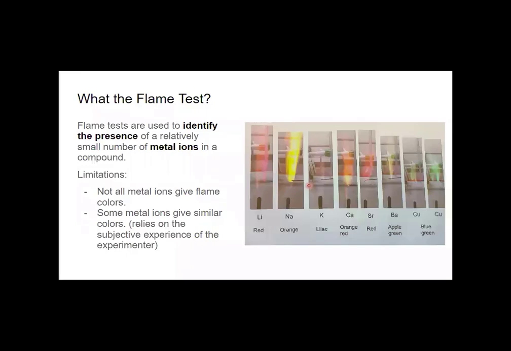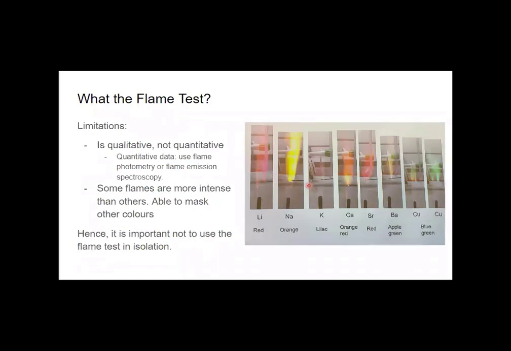So what are flame tests? Flame tests are used to identify the presence of metal ions in a compound. However, not all metal ions give flame colors. Moreover, some metal ions give similar colors, subject to the judgment of the person carrying out the experiment. The flame test only gives qualitative information and not quantitative data on the proportion of elements in the sample.